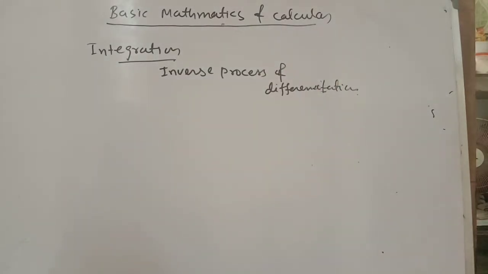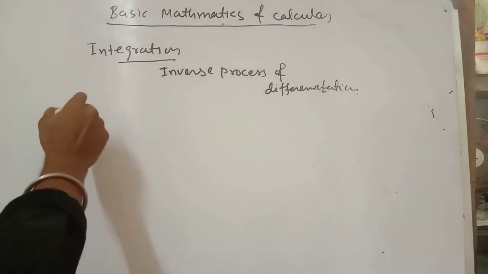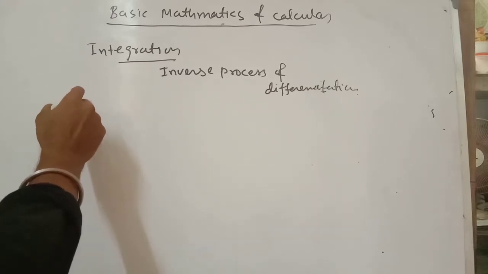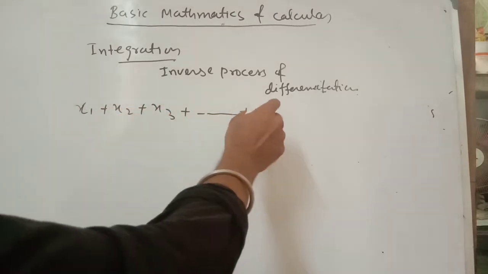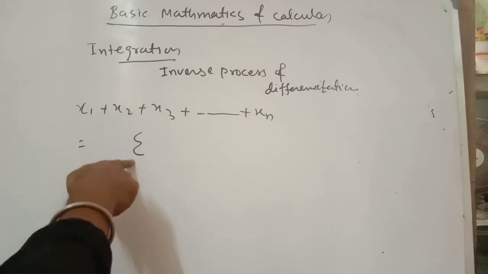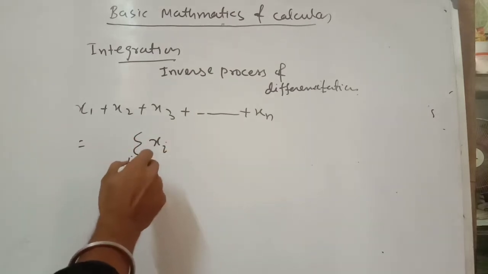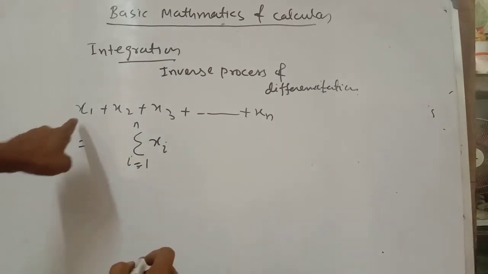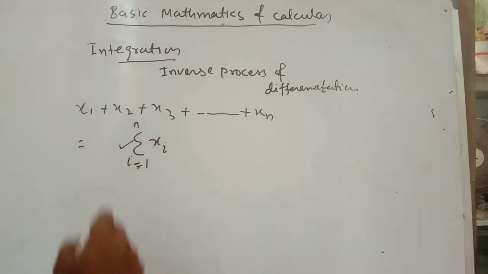Okay, so now what is the actual meaning of integration? First I am going to explain the actual physical meaning of integration. You already know that when you sum many numbers, let x1, x2, x3 and so on up to xn, you can represent it this way. This is the sign of summation, x is the variable, and i varies from 1 to n. So you can write this series of numbers in a simple way using the symbol of summation.